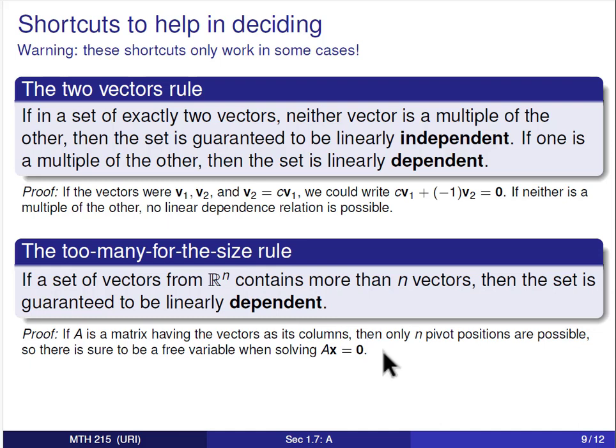Again, the reason why is pretty simple. Suppose that you took those vectors and you made a matrix A having them as its columns. And if you set up the augmented matrix with zeros and you row reduced, you're going to find that because these vectors are from Rn, your matrix has n rows, so only n pivot positions are possible. On the other hand, you have more than n columns coming before the last one, so we're guaranteed to have a free variable when we solve that equation. And of course, if we have a free variable, then there's more than one solution to this equation, and that means that we're guaranteed to have a linearly dependent set.